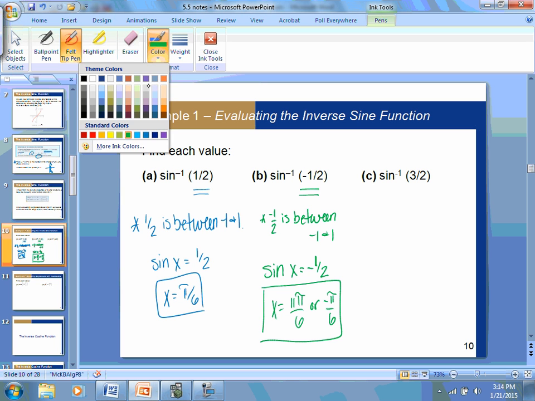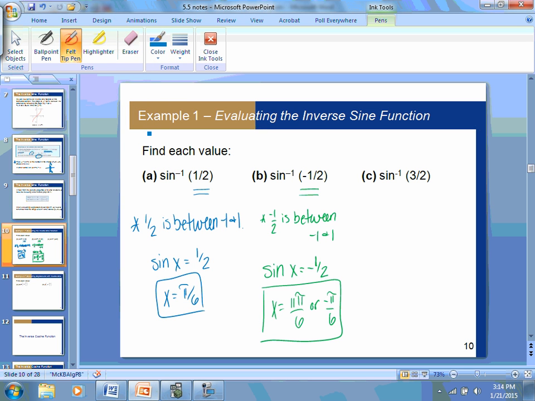Okay, part C now. I'll go through this one more time. I'm going to take the inverse sine of 3/2. Now again, I have to ask myself, is this value, this 3/2, between negative 1 and 1? Now 3/2, remember, that's really 1 and 1/2. So this is not between negative 1 and 1. So this means that I'm not going to be able to evaluate this.